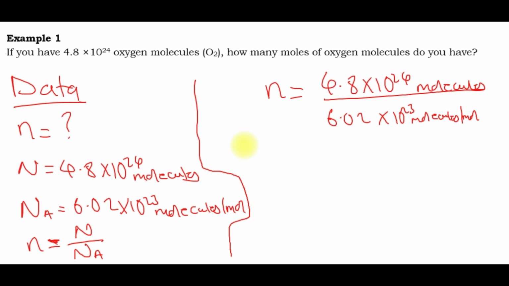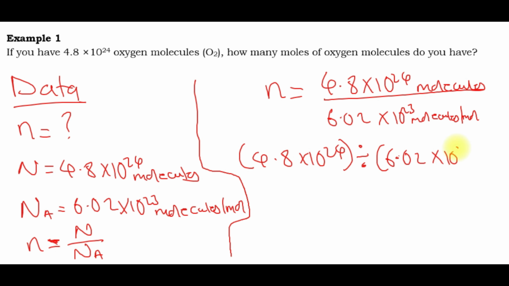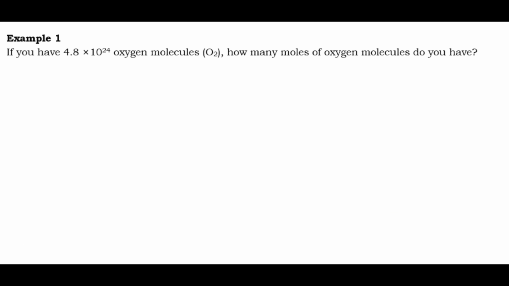So what should you do? You should enclose this in parentheses where you say 4.8 by 10 to the power 24, then divide it by 6.02 by 10 to the power 23. So when you do this, it will give you a correct answer. What answer are we getting? We're getting N as 8.0 moles. So this is how we solve this question. Let's do another example.